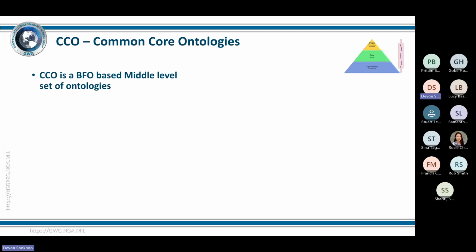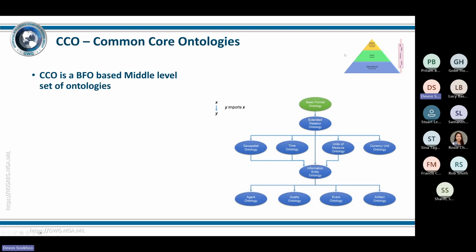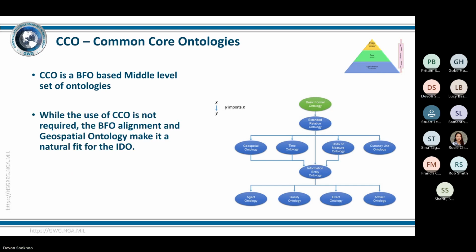CCO, the Common Core Ontologies, is a middle level ontology. CCO derives from BFO, and we don't have a strict requirement to use CCO, but it's nice to use because it is BFO aligned, which we're required to comply with, and it has a geospatial ontology, which is useful for what we're doing.